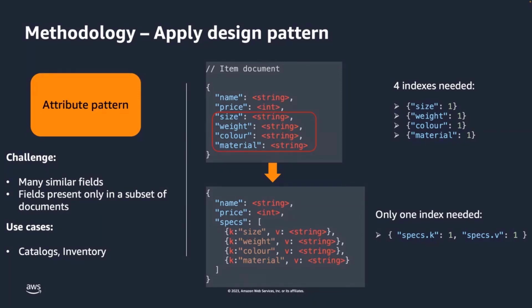The same data is modeled into an array of key value pairs. Indexing then becomes more manageable since only one index can satisfy queries for all the attributes. It's also much better organization of the item document, as this allows for non-deterministic naming, and adding other attributes is much easier. So overall, a very good optimization just by recognizing and applying the right design pattern.